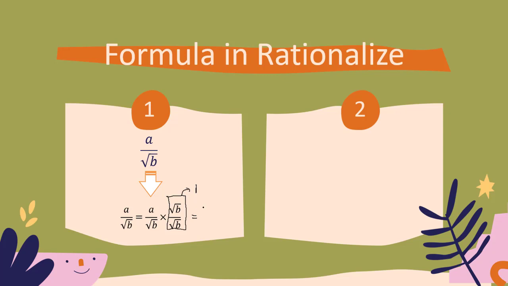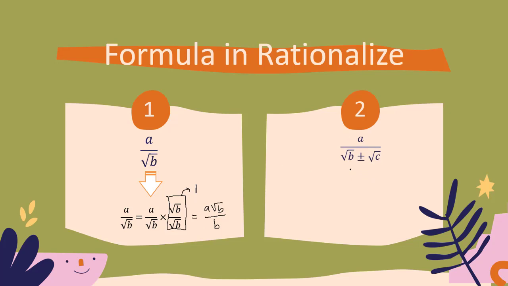So, it's equal A times square root of B over square root of B times square root of B is equal B. So, this is the answer.